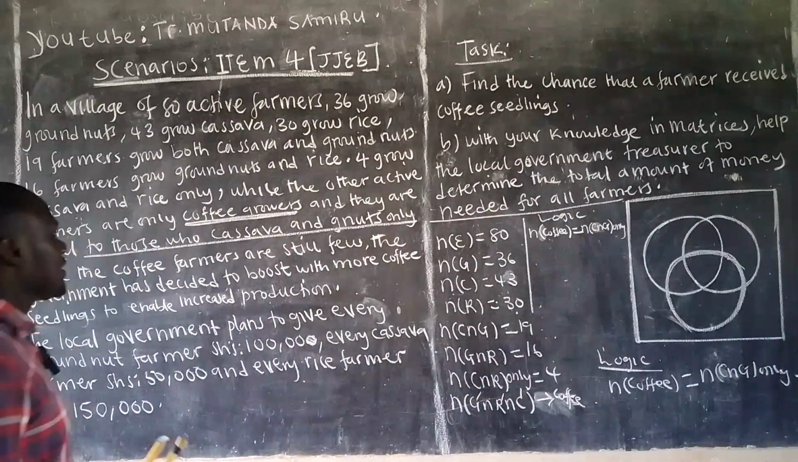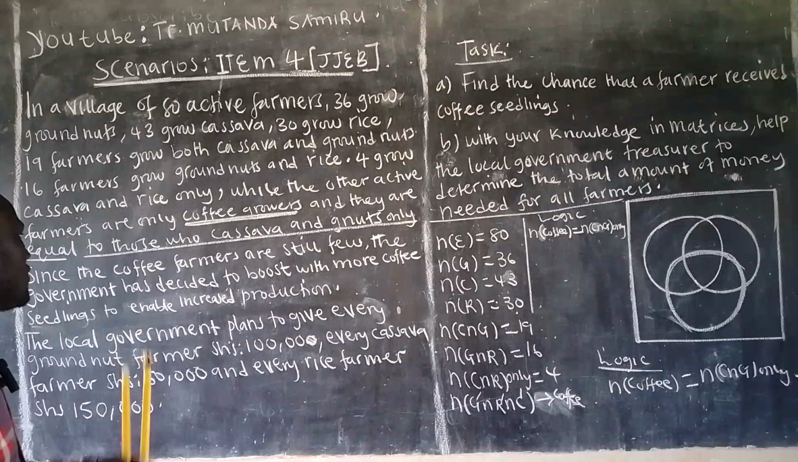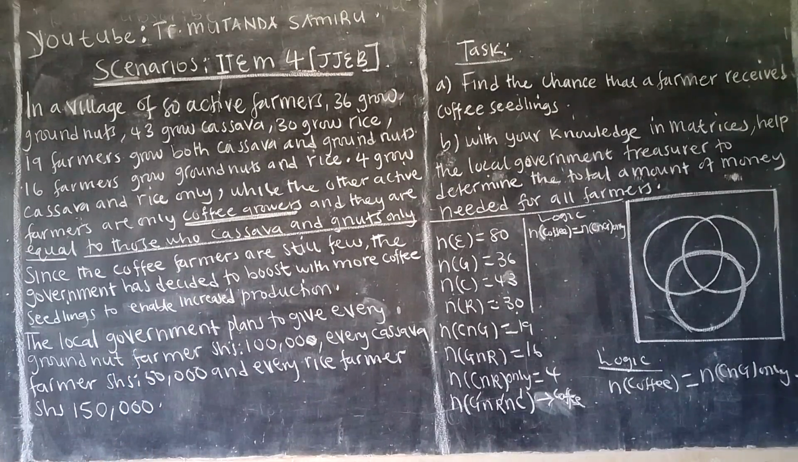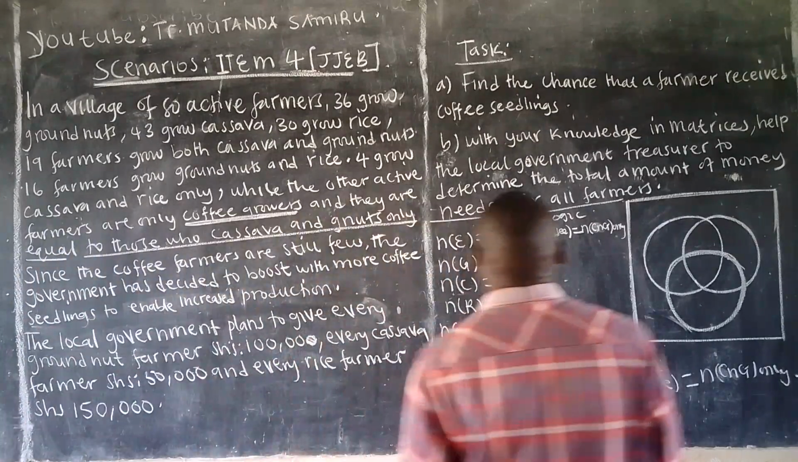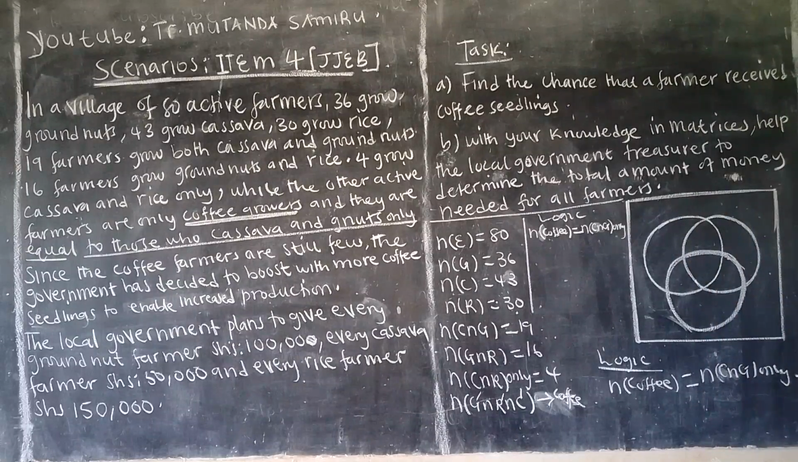Okay, since the coffee farmers are still few, the government has decided to boost with more coffee seedlings to increase the population. The local government plans to give every groundnut farmer shillings 100,000, every cassava farmer shillings 50,000, and every rice farmer shillings 150,000. Okay, let's start out the question. They're saying, part A, find the chance that a farmer received coffee seedlings.